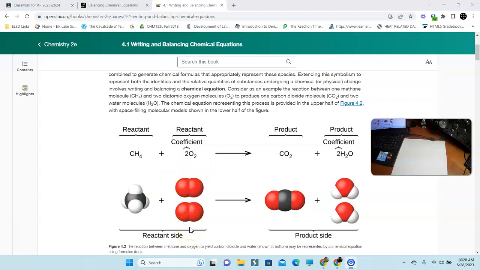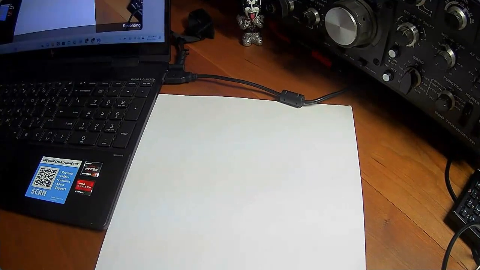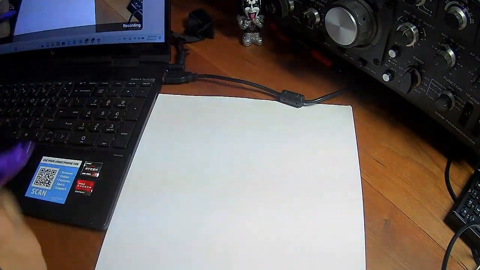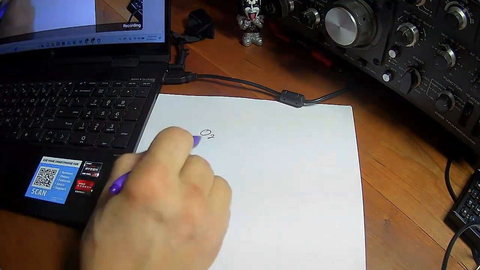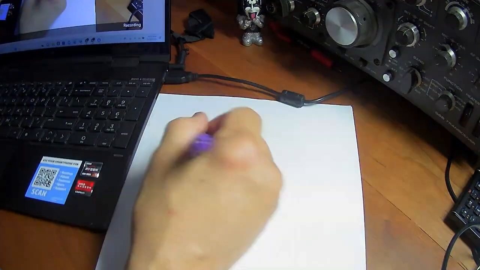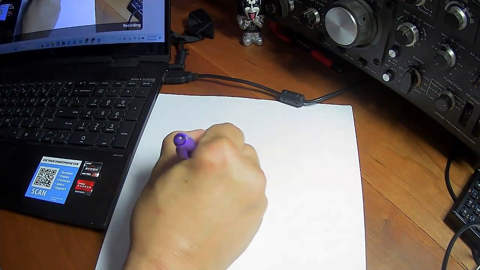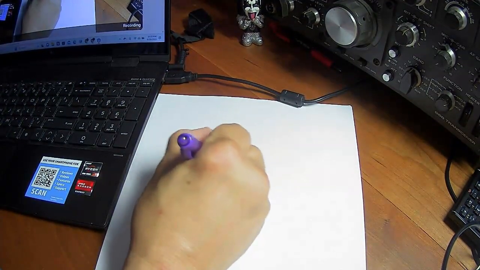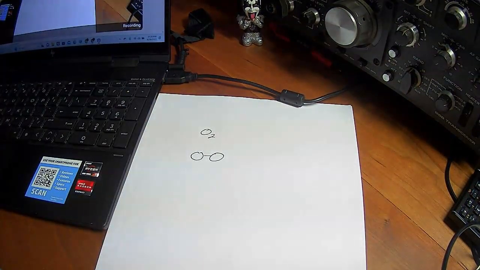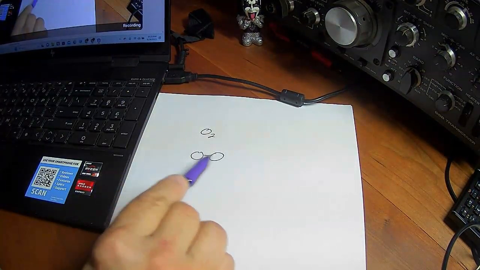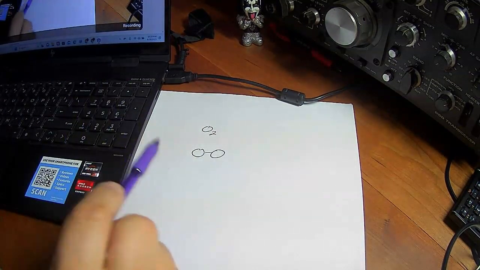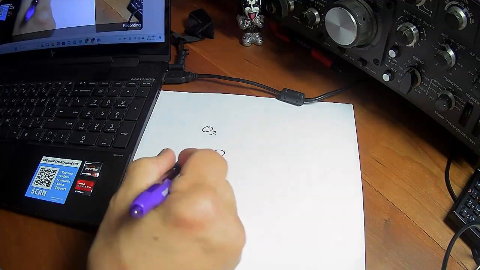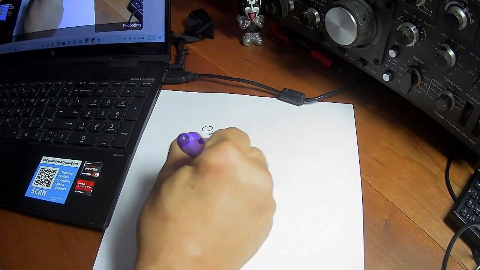Now, oxygen, you see, is written as O2. And O2 means that in nature, oxygen comes, I'll just try to sketch it out like that, as a package. Two oxygen atoms combine together to form an oxygen molecule. So in nature, you're going to see O2. This is called a diatomic.